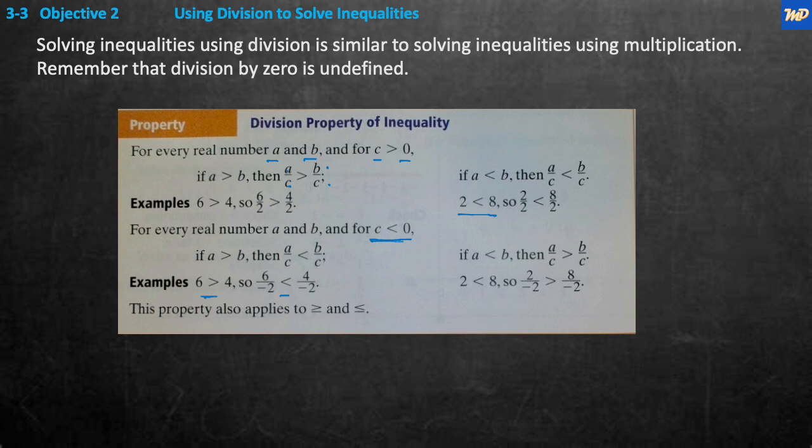So 2 divided by negative 2 is greater than 8 divided by negative 2. Because 2 divided by negative 2 is negative 1, and that is definitely greater than 8 divided by negative 2, which is negative 4, and negative 4 is less than negative 1. Negative 1 is a greater number. This property also applies to the greater than or equal to and less than or equal to symbols.